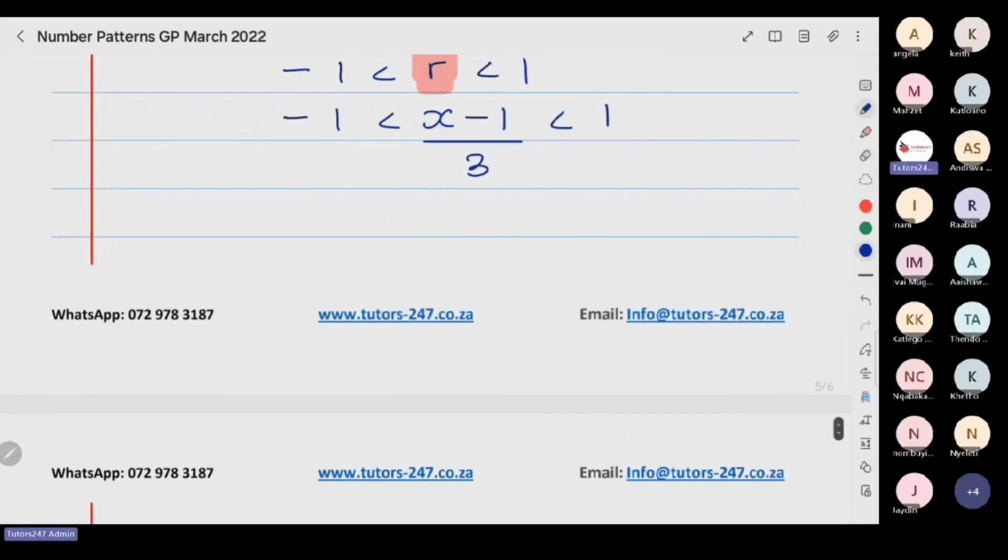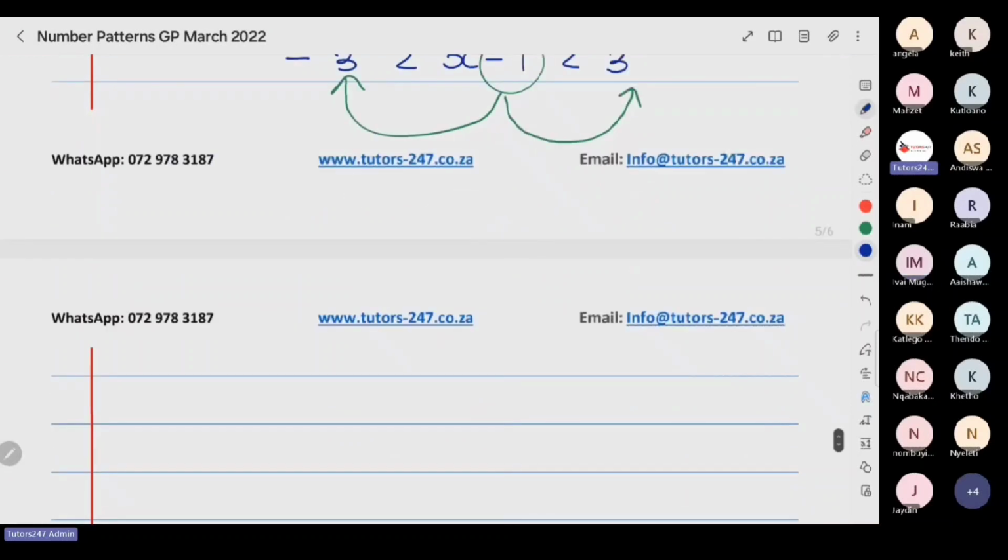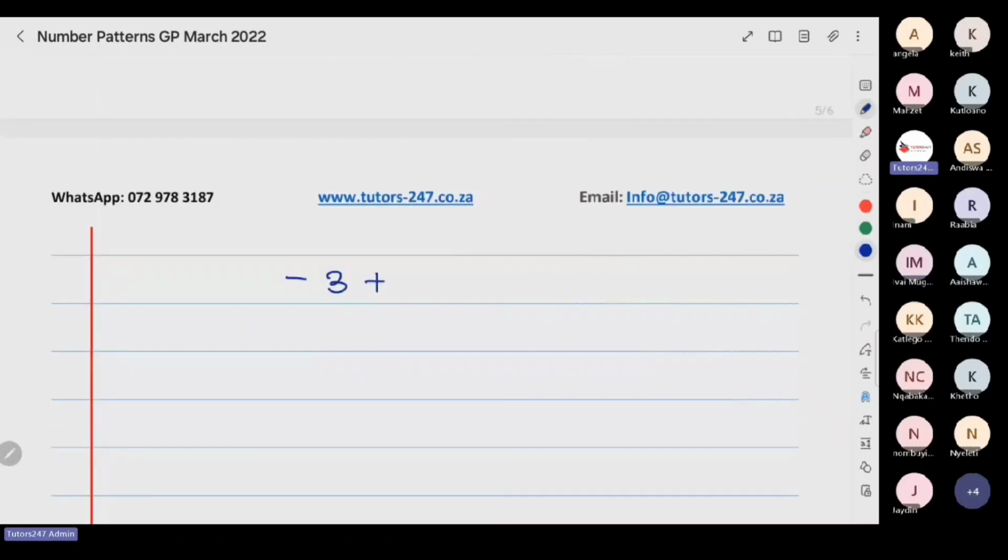So from here, we have -3 < x - 1 < 3. Now, this -1, we are going to move it to both the right and the left side. And take note that it becomes positive. So on the left, we will have -3 plus 1. On the right, we will have 3 plus 1.